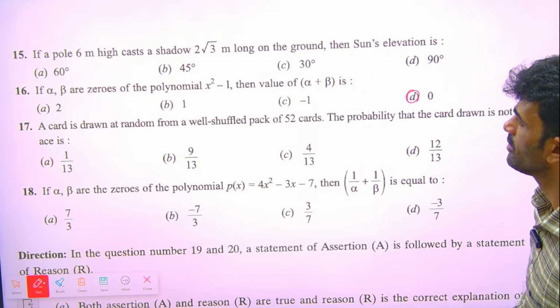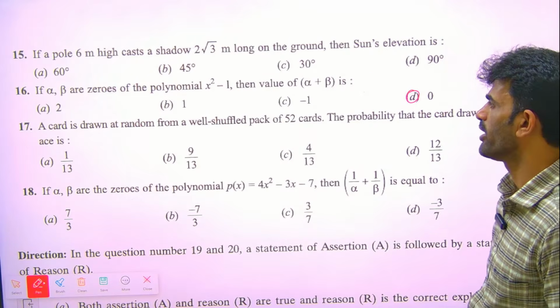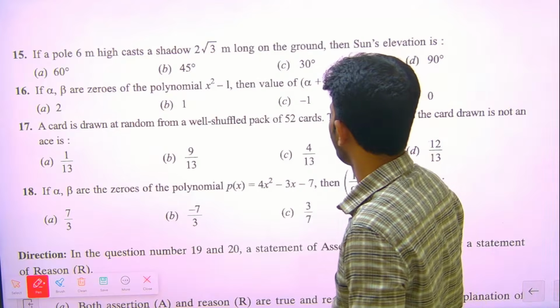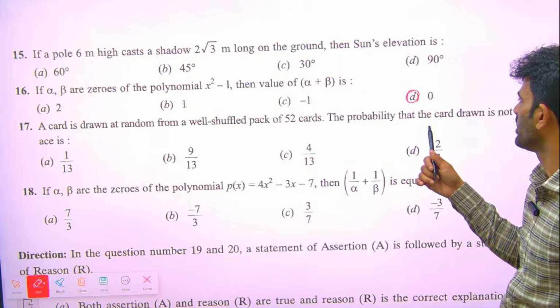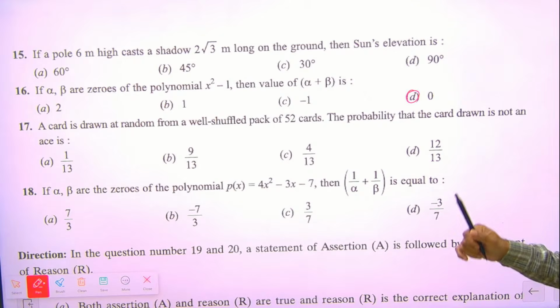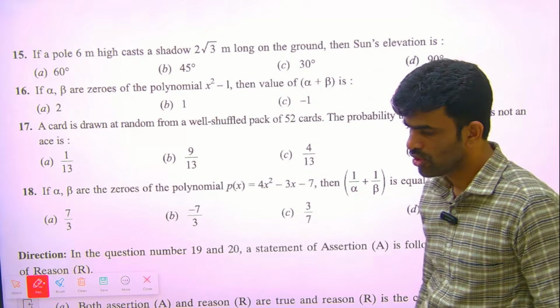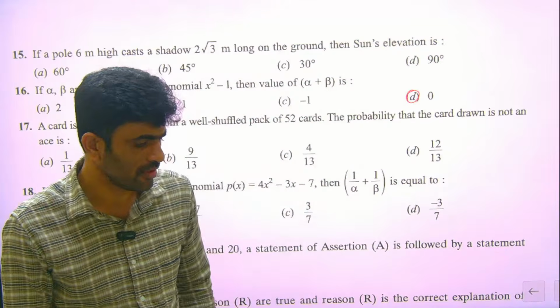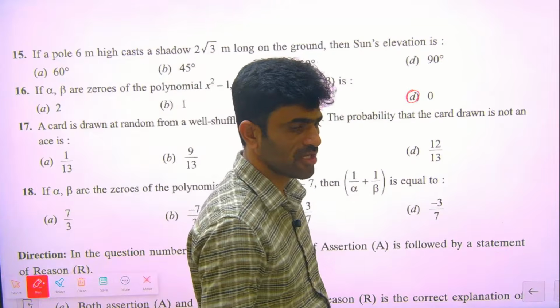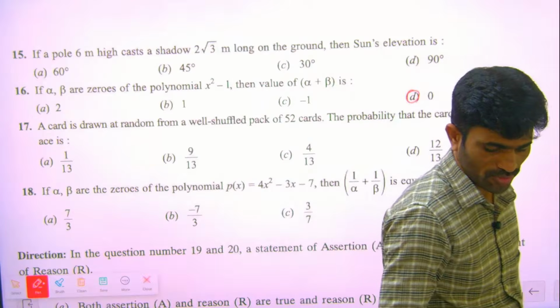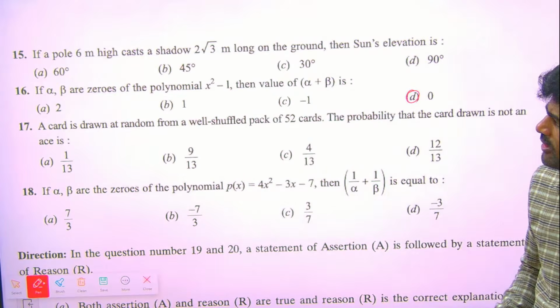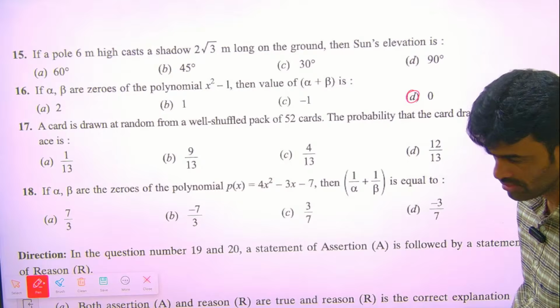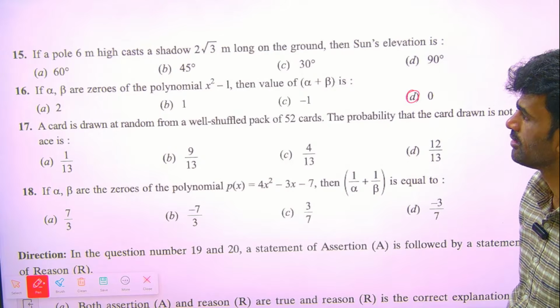Question number 17. A card is drawn at random from a well-shuffled pack of 52 cards. The probability that the card drawn is not an ace card. Not an ace. How many ace cards are there? How many cards are there which are not ace? Then what is the probability? Question number 17 is simple. You can try it.